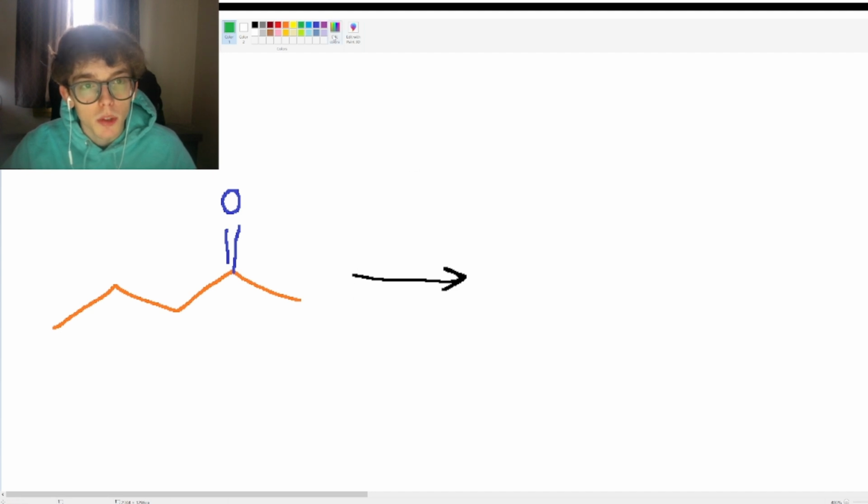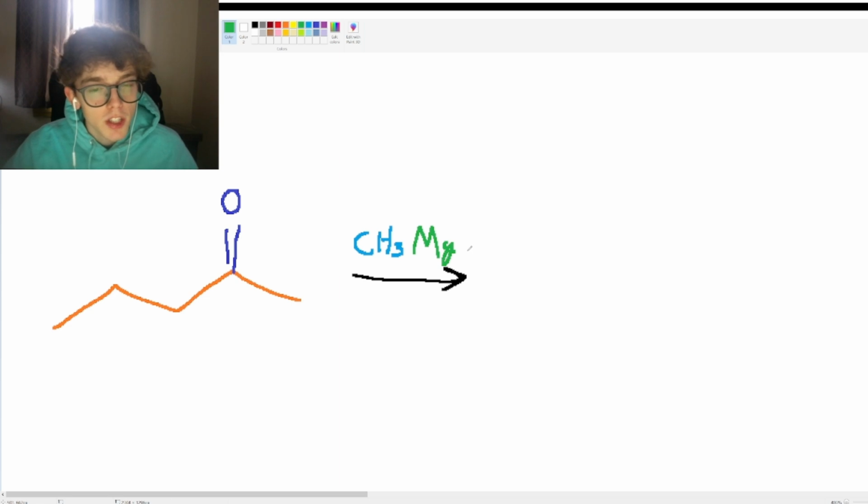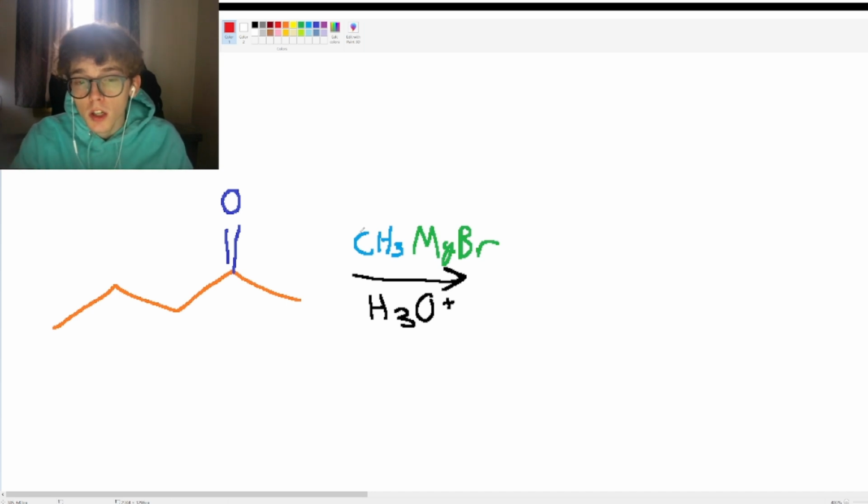So our reagent would be CH3, Mg, and then you can use any halogen, but for this case we'll use bromine. And then you follow this up in a separate step with acid. Quite simple. And basically it's going to do almost the exact same as our, what's it called, our hydrides, right? The lithium aluminum hydride and the boron hydride.